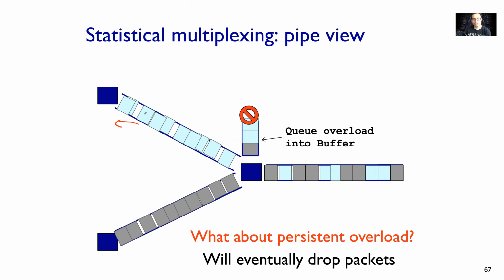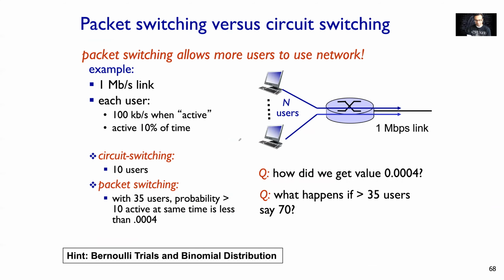So it will start reducing the rate at which packets are being pushed out to clear out this buffer and avoid this overload problem. But in any case, we'll come back to that a little later, right?